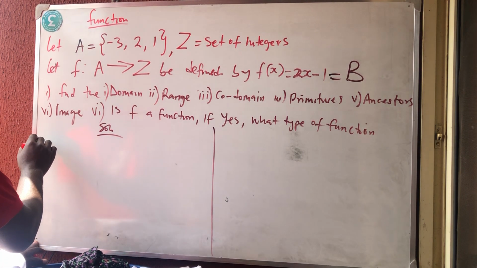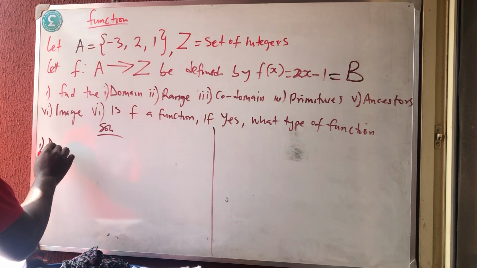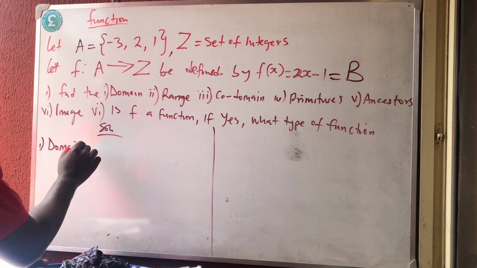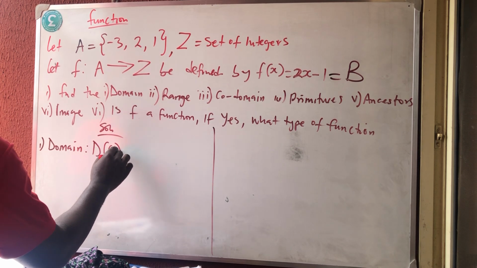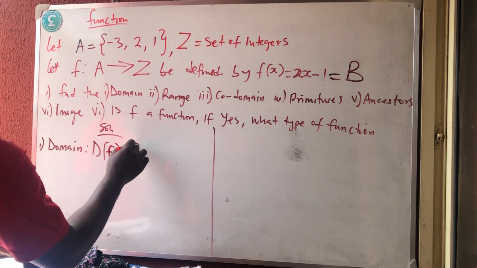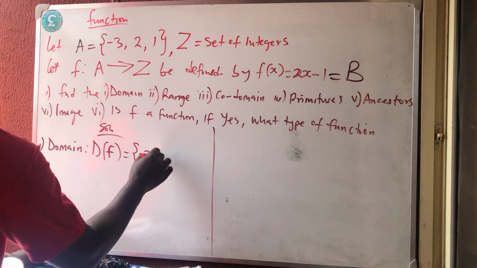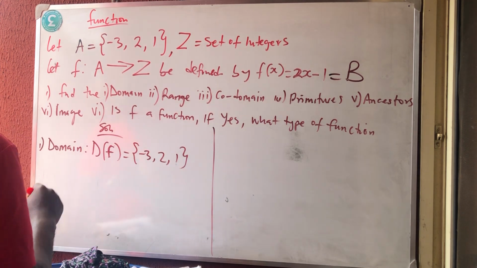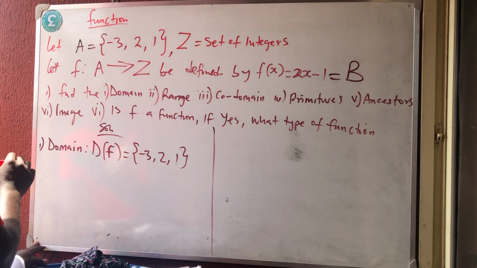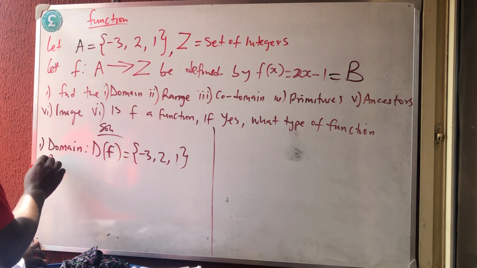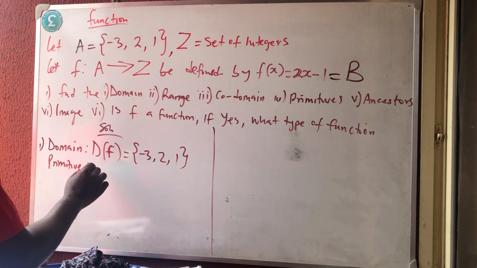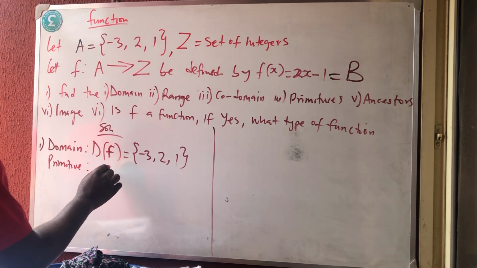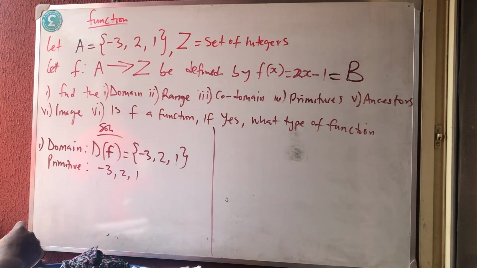Now the domain, number one. I told you that the domain, let me call it D of F, is simply what we are using to work, and what we are using to work is -3, 2, and 1. Then the primitive is the domain that you are not putting in a set, which is -3, 2, and 1. This is the primitive.